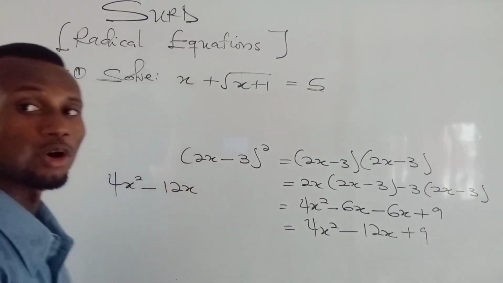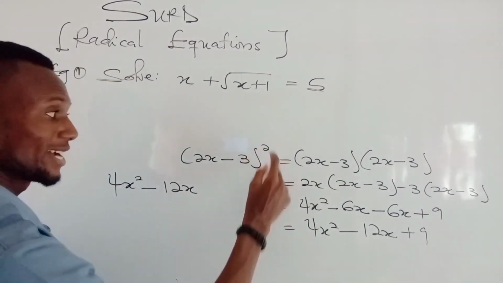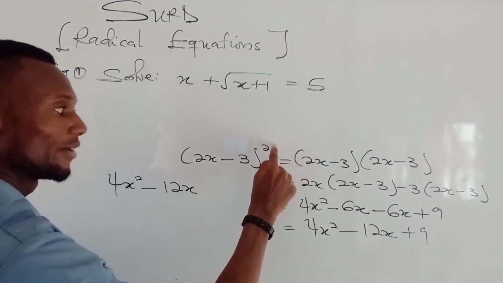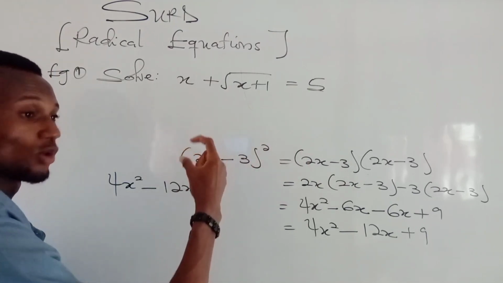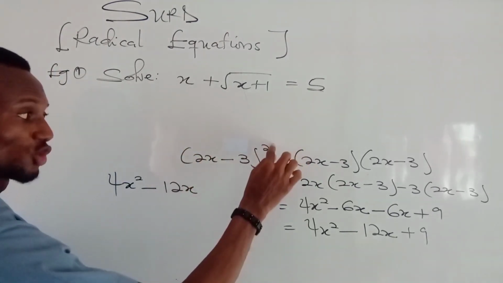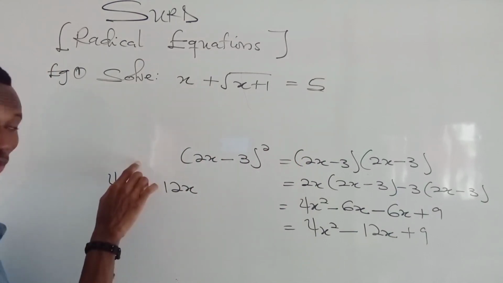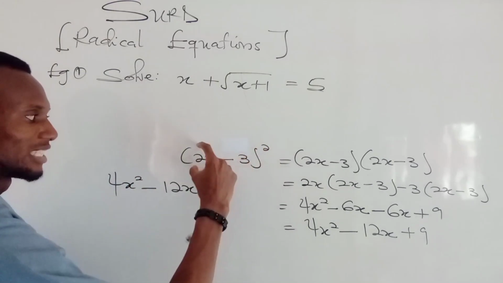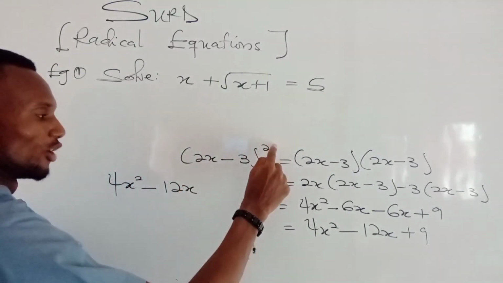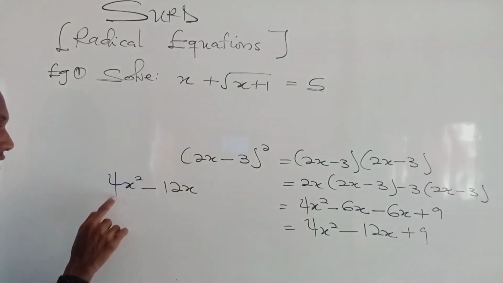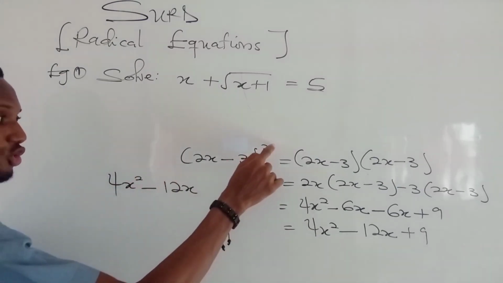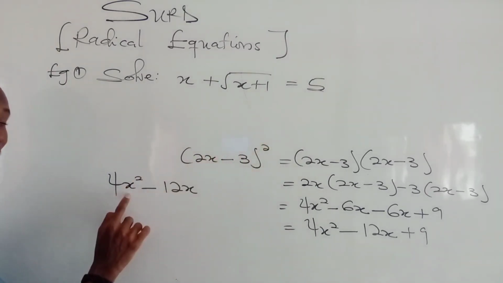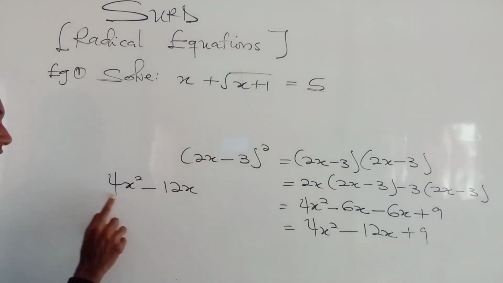Let me go over one more time. The first thing is that the power 2 will affect the first term. How it affects the first term is that it squares it. So having 2s squared is going to give us 4s squared. It squares the 2 and also squares the s. That's why we are getting 4s squared, because 2 squared is 4 and s squared is s squared.